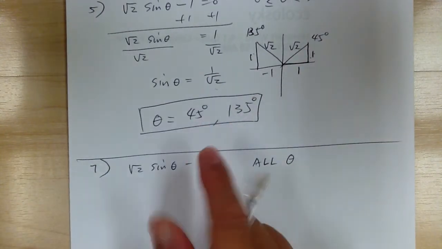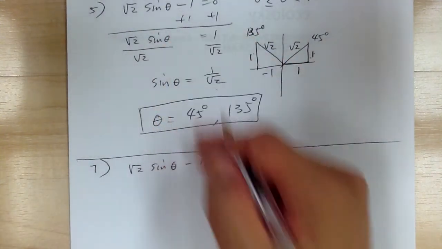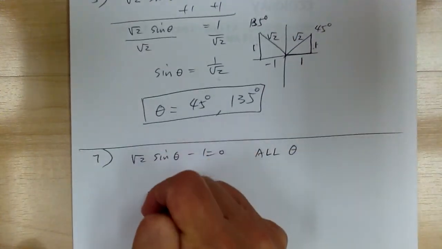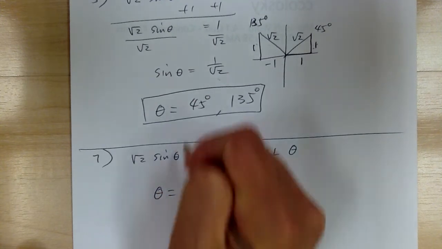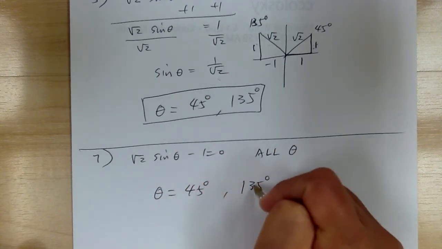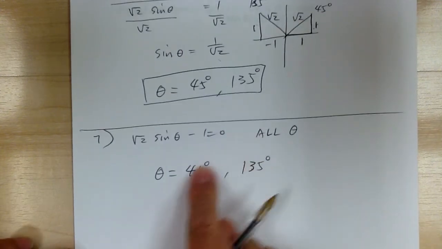Okay, so again from here we can see that you just go through the same steps, right? I mean they're the same problem, you just have different boundaries. So after you solve, you're going to get theta equal to 45 degrees and 135 degrees. Okay, but this is only for the first circle.